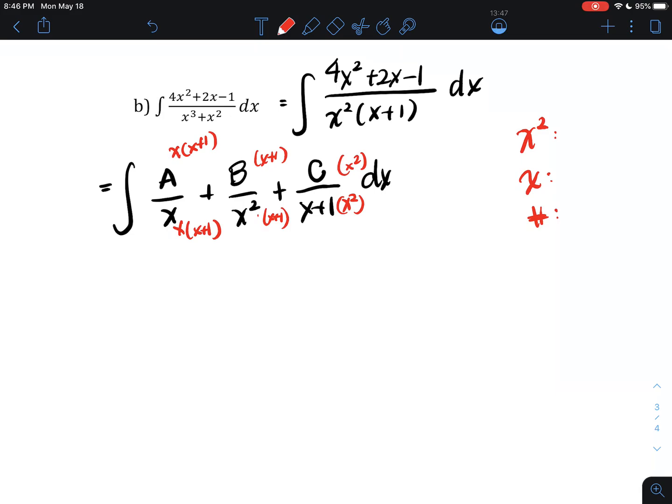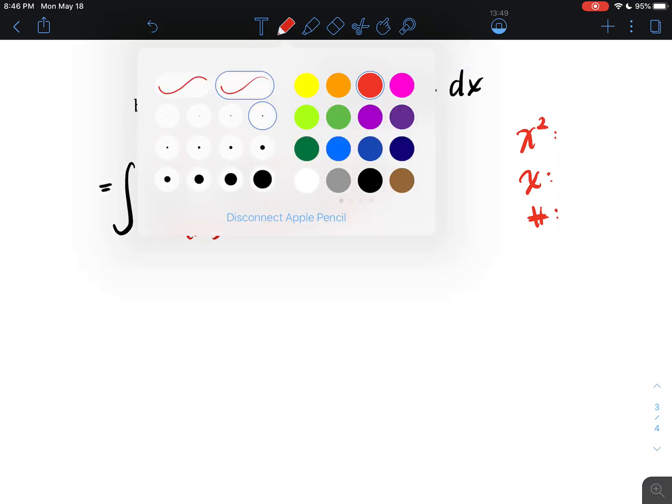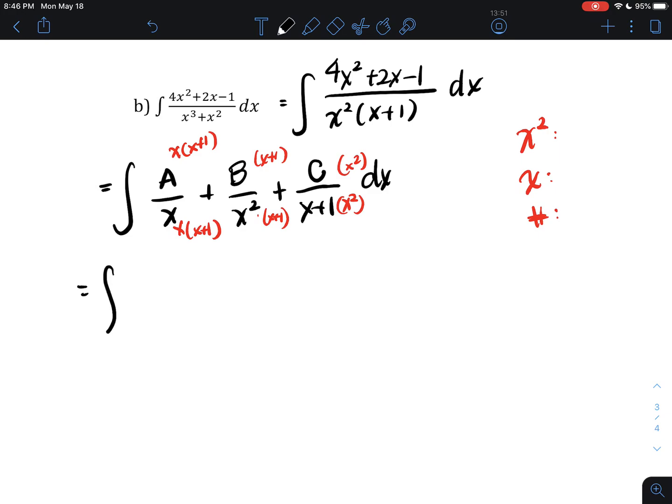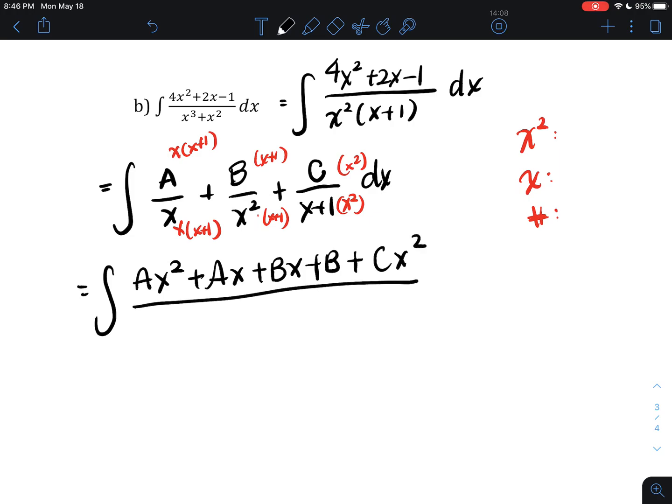Okay, before I separate that, let me do this. So let me go back to black. So then this is going to be 8x squared plus 8x plus bx plus b plus cx squared over x squared times x plus 1 dx. Okay, now I can separate it.